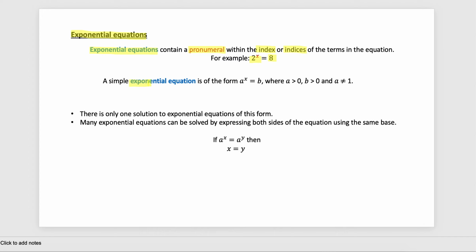A simple exponential equation is in the form a to the power of x equals b, where a is greater than 0, b is greater than 0, and a is not equal to 1. When we are solving exponential equations, there is only one solution. Many exponential equations can be solved by expressing both sides of the equation using the same base. For example, if a to the power of x equals a to the power of y, that means x will be equal to y if the bases are the same.